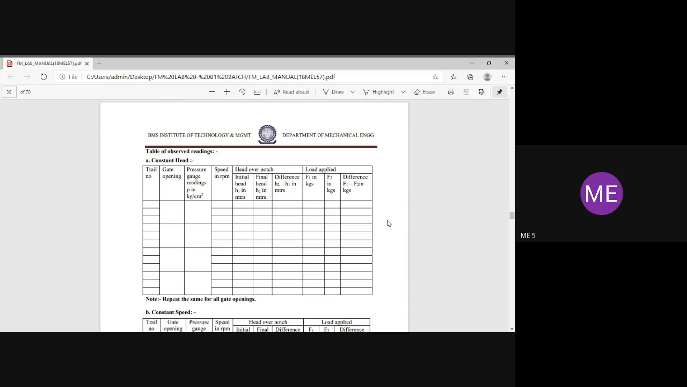At constant head, and also gate opening. So we are having four gate openings: first 1/4, next the half gate opening, next 3/4 gate opening, and then the last one, fully gate opening. So these are all the gate openings. In the four cases we are having different readings. All of you have to note down this tabular column, what you are seeing on the screen.